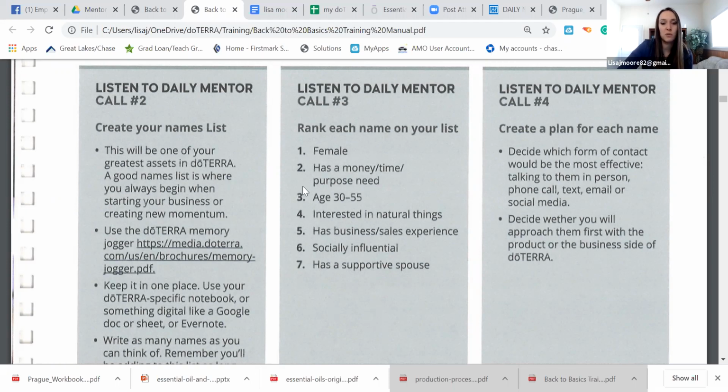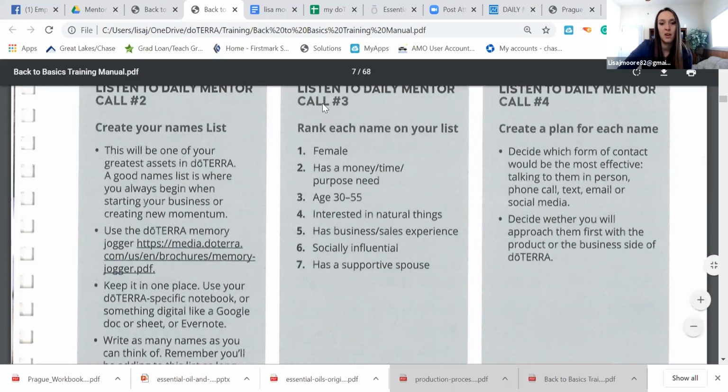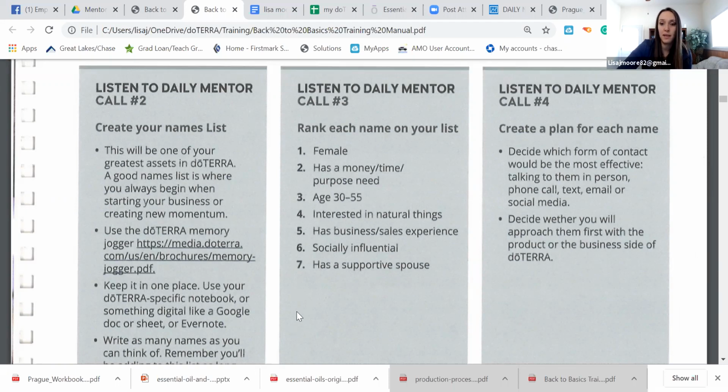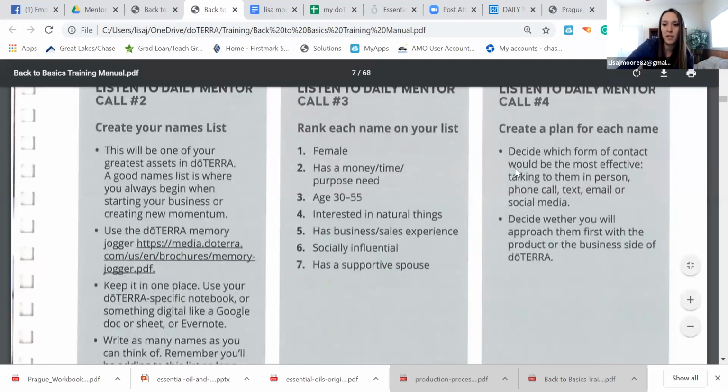So that simple rating system of just 1 through 7 can identify where your energy should go in the beginning and who you first want to reach out to. And don't worry, she shows you how to reach out to them as well. And then you need to create a plan. The next call is creating a plan, deciding which form of contact would be most effective: talking to them in person, phone call, text, email, or social media. It just depends on your relationship with them. What is going to be the best way for you to contact them?